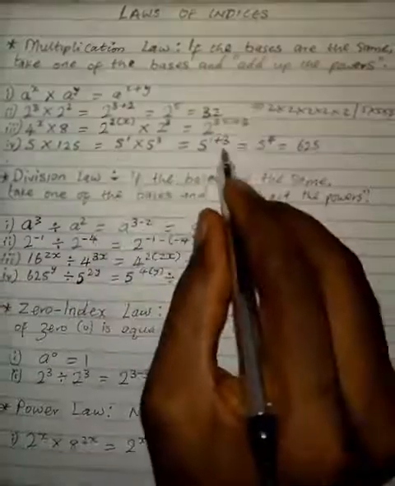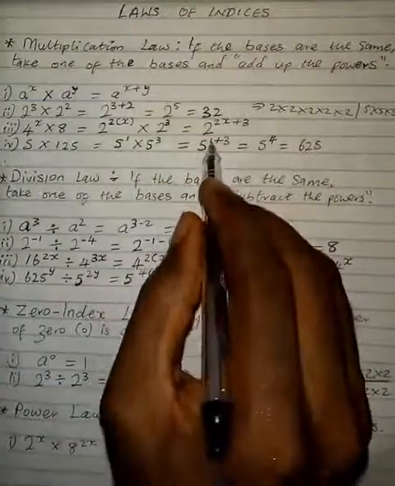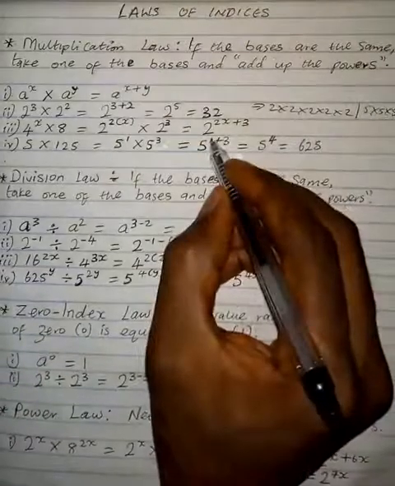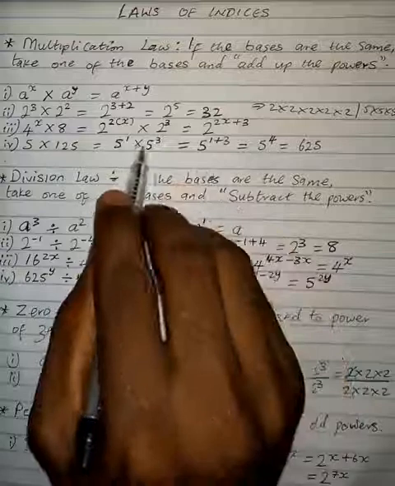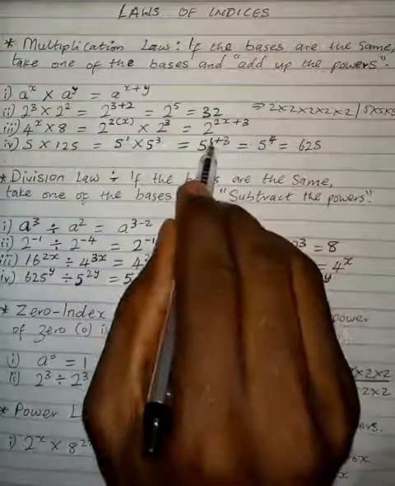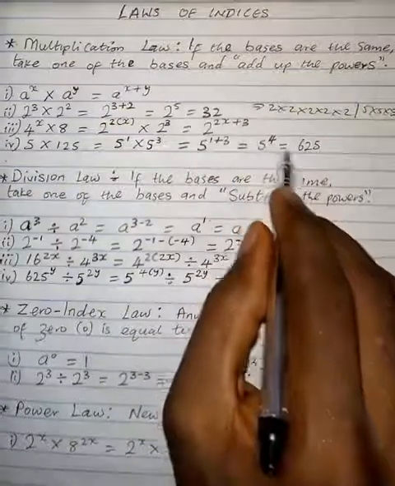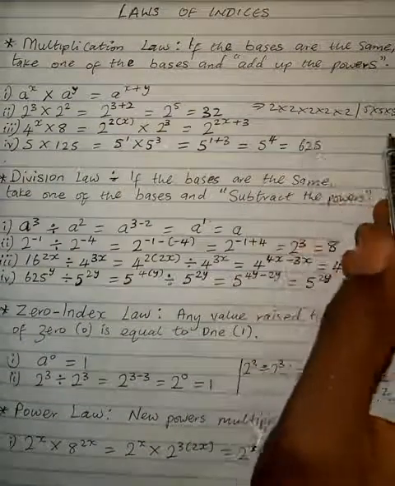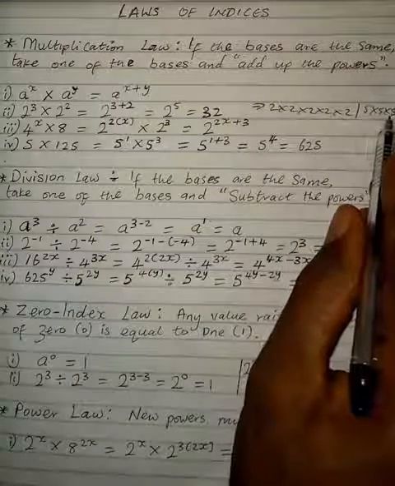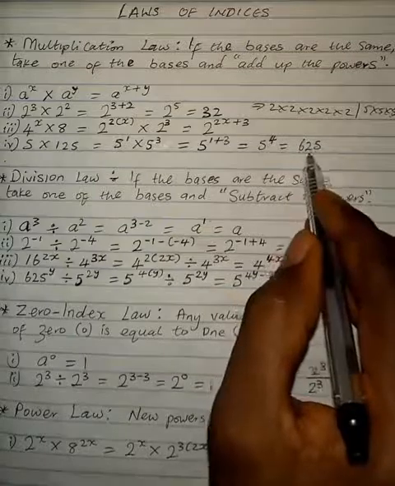So we now take one of the bases. The bases were not the same, they are now the same, so we add up the powers. The first power is 1, and because of times we say plus 3, so 1 plus 3 equals 4, with the same base. Now 5 raised to the power 4 equals 625. That's 5 times 5, 25. 25 times 5 is 125. 125 times another 5 will give us 625.